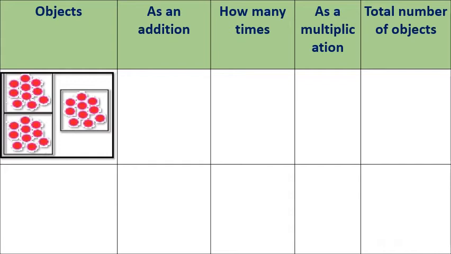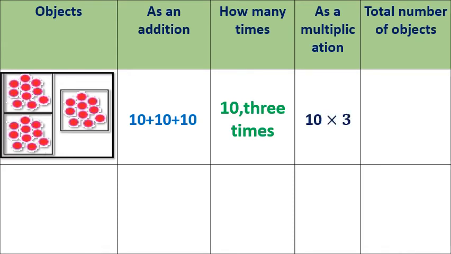Means we will write 10 plus 10 plus 10. Isn't it? Then how many times we have written 10? We have written 10 3 times. Then as a multiplication, we will write 10 multiplied by 3. And you know that 10 3s are 30. Isn't it? Means there are altogether 30 stickers in 3 boxes.